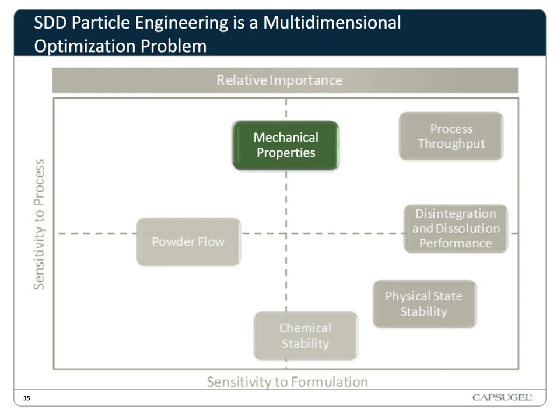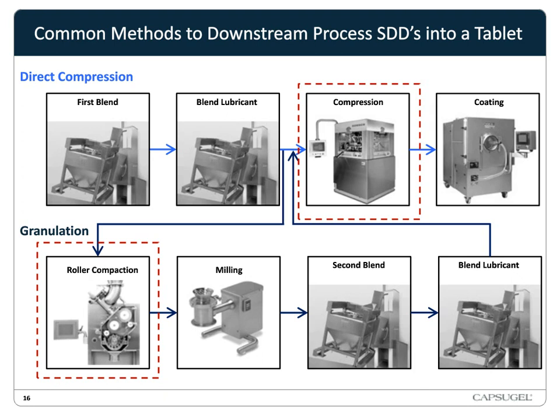So if we take a step back, mechanical properties is the relationship between applied force and the resulting deformation, change in size or shape of the material. This slide shows some common methods to downstream process SDDs into a tablet. Generally, we have two options. One option is to do a direct compression, so the SDD is blended with other excipients and then further blended with a lubricant, compressed and generally coated.